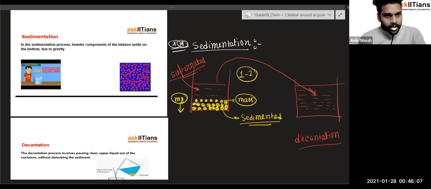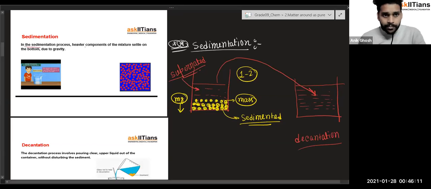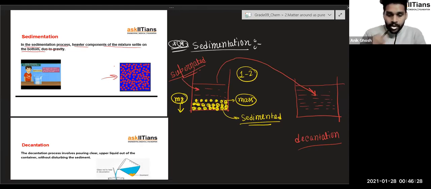So in the sedimentation process, heavier components of the mixture settle down at the bottom due to gravity. So what is happening over here? You can see this picture. In this picture, the solution is the blue one. So the water is the blue one, and all the red ones are the muddy mud particles.